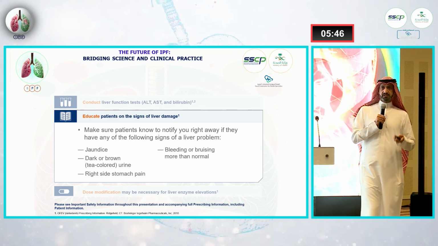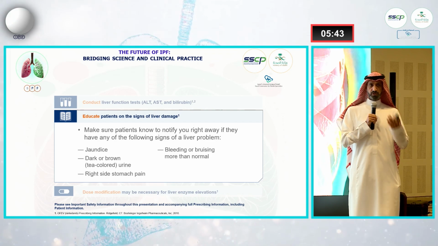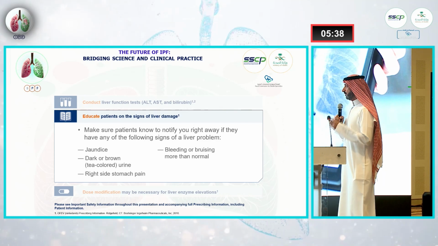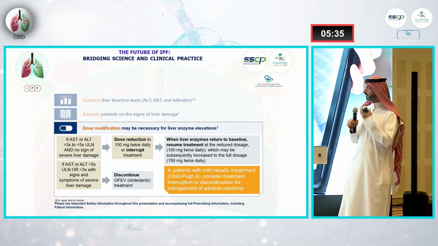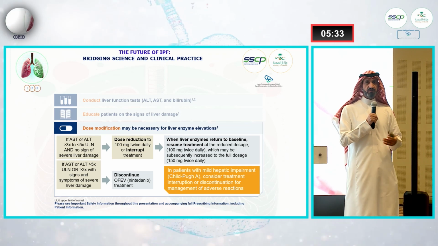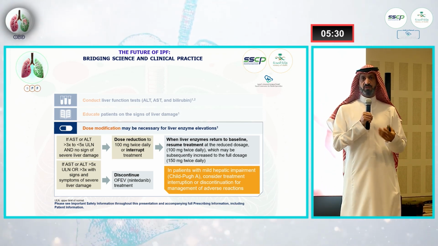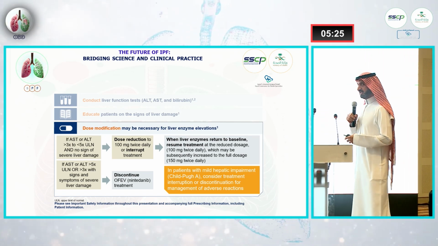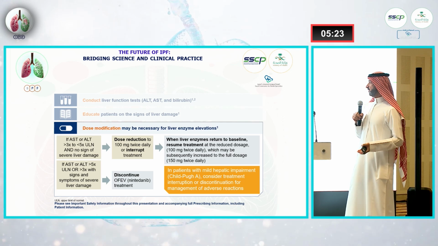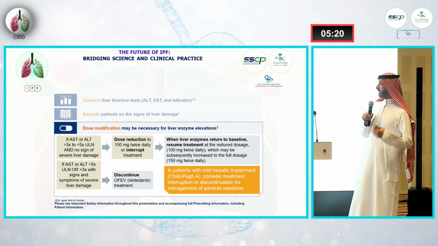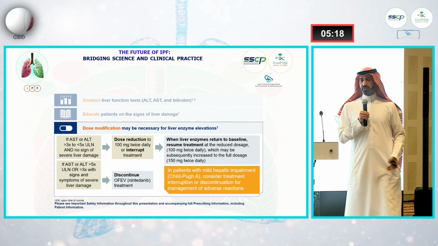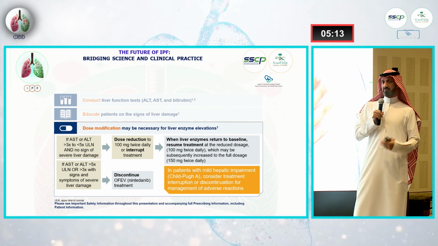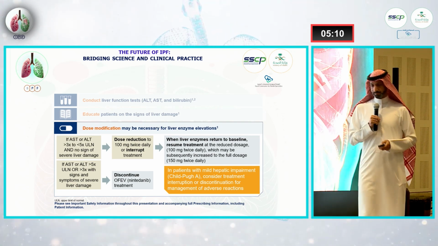We have to educate the patient that if he has any pain, jaundice, or dark or brown urine, he has to seek medical advice. So what should we do if we have increasing liver enzymes? It depends on the level of the increase. If the ALT or AST is up to 3 to 5 times the upper limit of normal and there are no signs, we can reduce the dose or do interruptions. Or if the patient has more than 5 times, we have to discontinue the treatment.